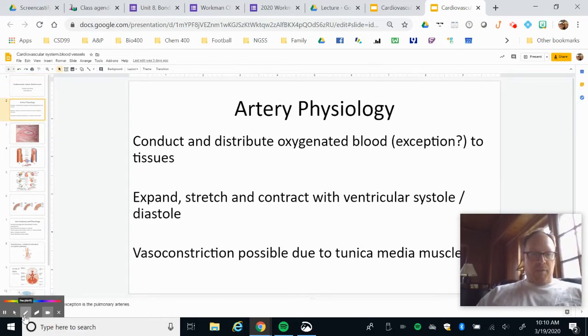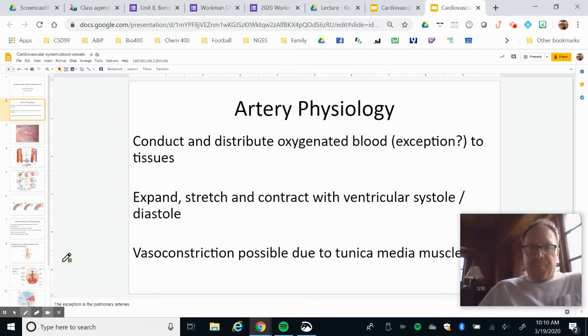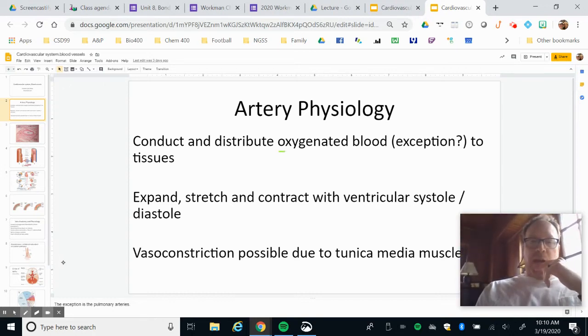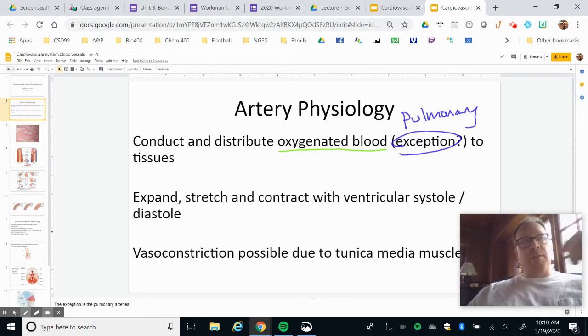Artery physiology, of course, physiology is what the arteries do. What are they for? Arteries generally distribute oxygenated blood, but there is an exception, and of course, the exception is going to be pulmonary arteries. The pulmonary arteries are ones that conduct blood away from the right ventricle of the heart and are bringing blood to the lungs to get oxygenated.